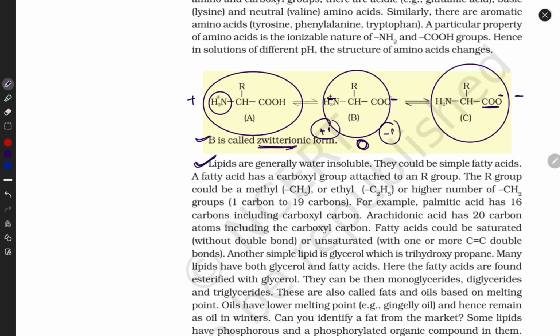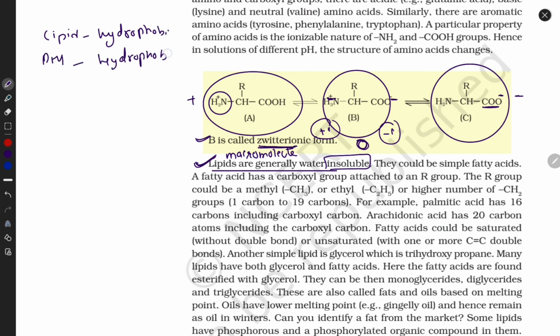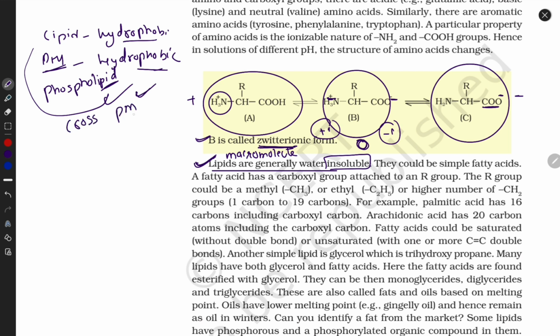Now let's move towards lipids. I know lipids are macromolecules, still they cross the plasma membrane. Why? Because they are hydrophobic, and the plasma membrane is also hydrophobic, so they can easily cross it. The plasma membrane is made up of phospholipids, so how can it stop lipids? It is made up of lipid itself, so they can easily cross the plasma membrane.